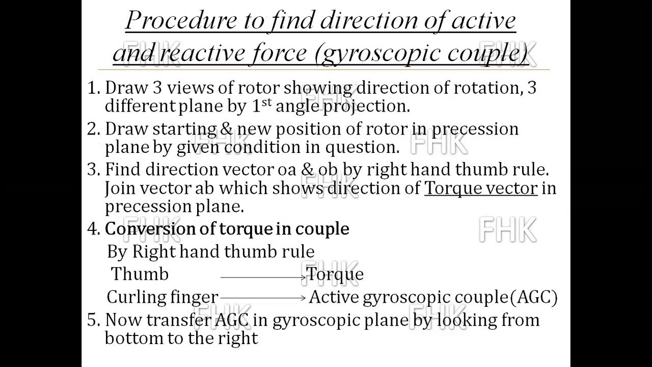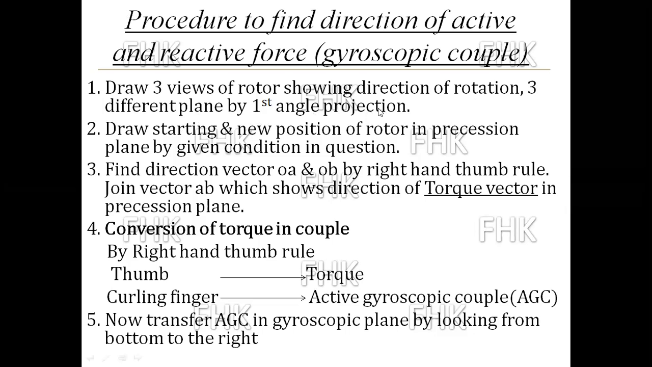Now, after finding the magnitude, what is the procedure to find the direction of that reactive couple? You have to follow this procedure while finding the direction of reactive couple in the examination, as per the given condition in the problem statement. First step is to draw three views of the rotor showing the direction of rotation, that is front view, top view and side view in three different planes. That means spin plane, precession plane and gyroscopic plane respectively, by the first angle projection method.